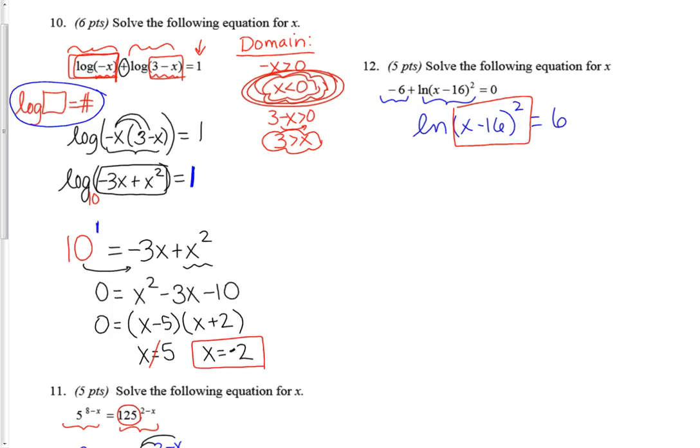All right, so now I've got the log of something equals a number. My method is to convert to exponential form. This is a natural log, so the base is e. So when I convert, the base of my exponential will be e.